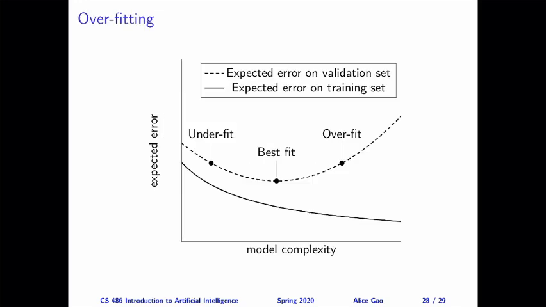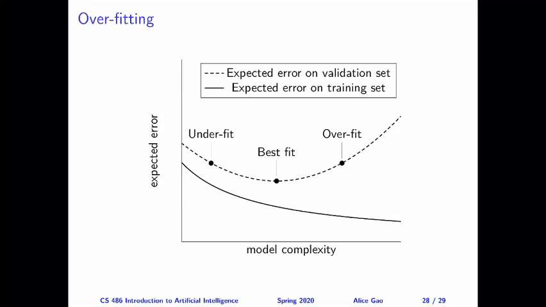Finally, let me conclude this video by talking about overfitting. Overfitting is closely related to the bias and variance trade-off, but I will talk about this in the context of cross-validation. So when we do cross-validation, we split up our training data into training set and validation set. So as our model becomes more and more complex, how does our expected error on these two sets change? This picture illustrates that very well.